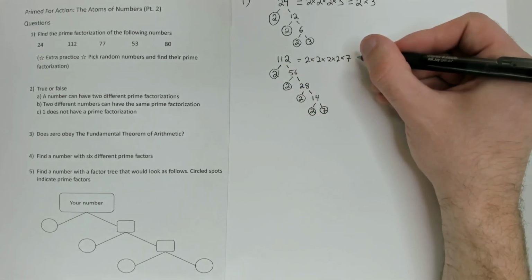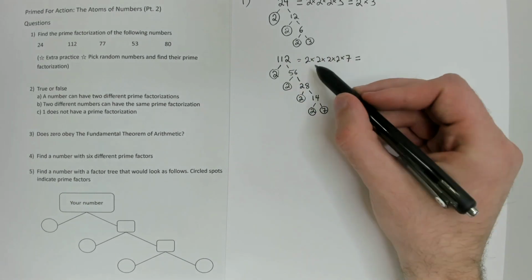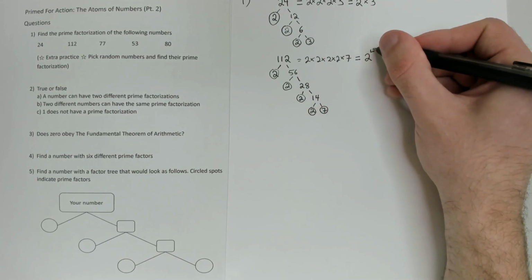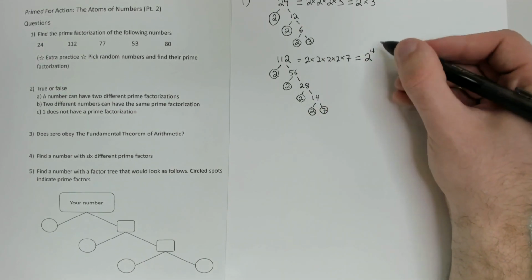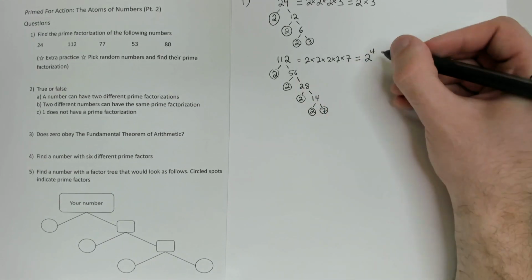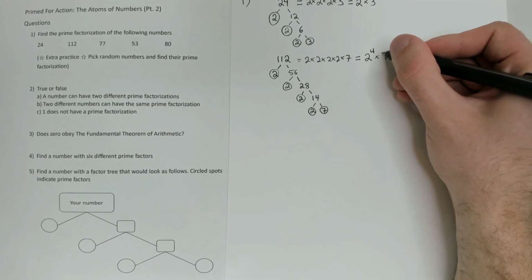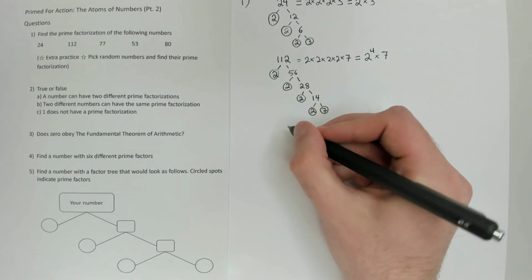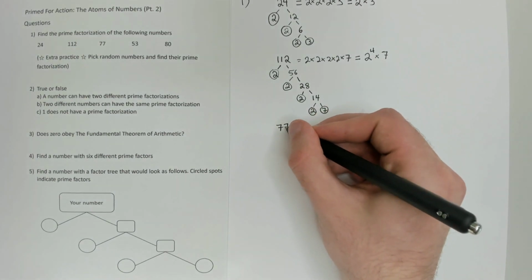us 112. And writing this in exponent form, we see that we have 2 multiplying by itself 4 times, so we can write that as 2 to the power of 4, right? That's just the condensed way of writing 2 times itself 4 times, times 7. So this is the prime factorization of 112. All right, let's go on and try with 77.